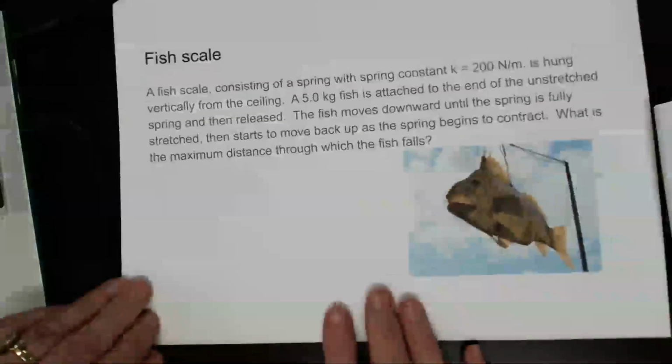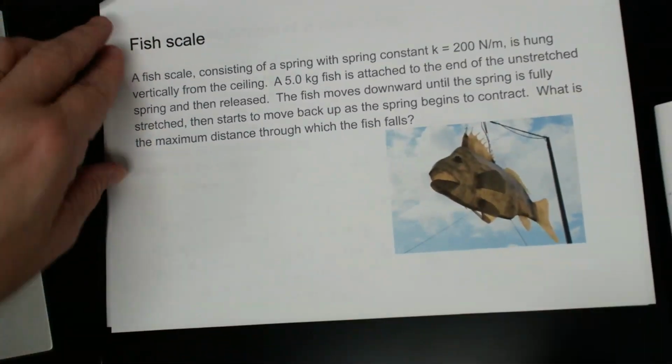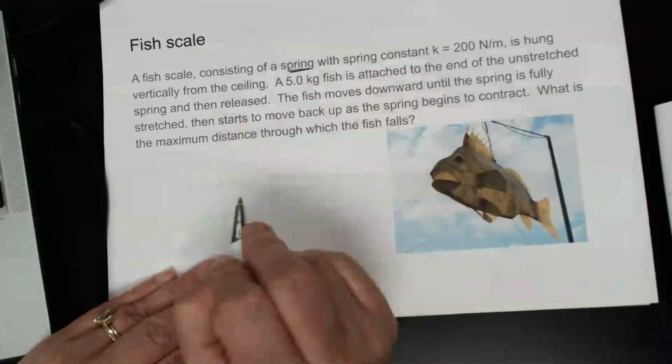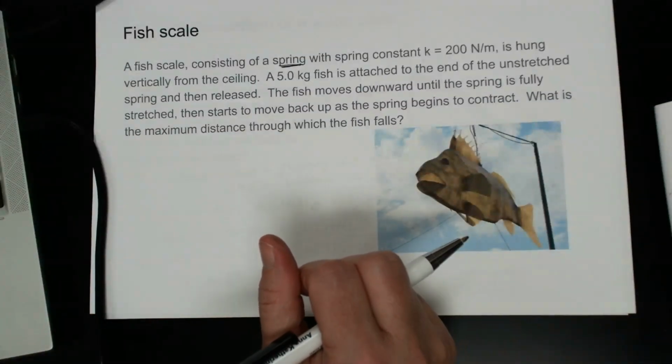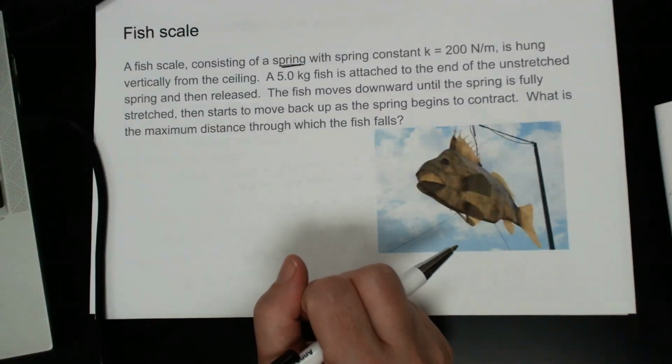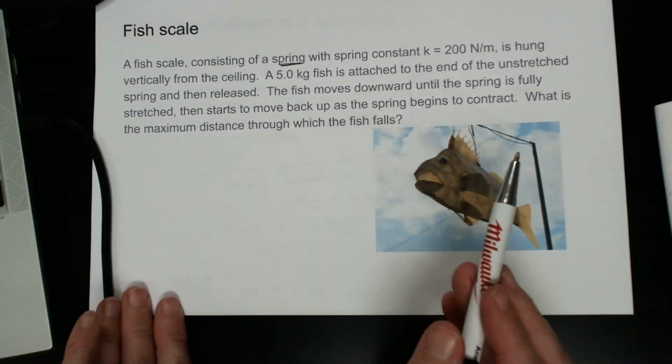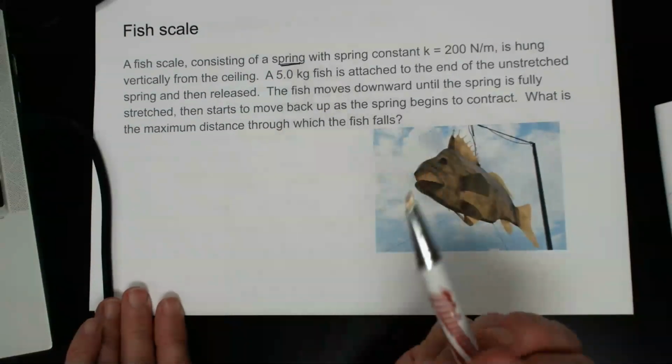Last one, we have a fish scale. Yay. So now we've got one that's going to have some spring. There's not as many examples I can find with good elastic potential energy questions, but okay. So we've got a fish scale.